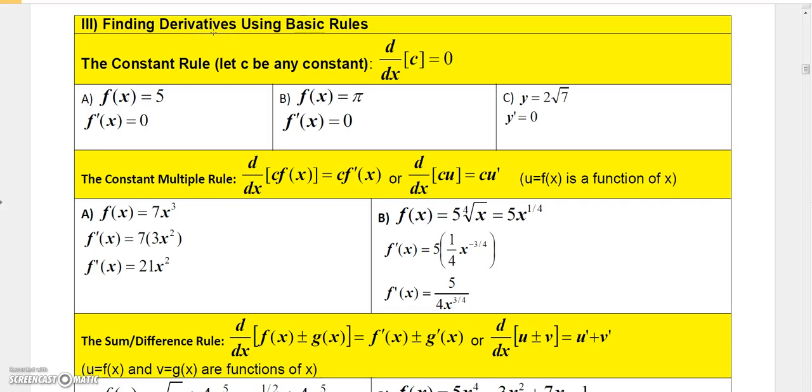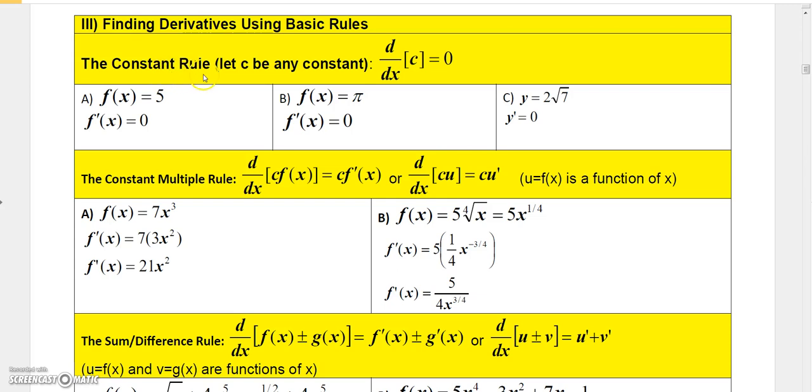Hello calculus students. In this video we're going to talk about some basic rules for finding derivatives. The simple power rule is actually a basic rule, but I wanted to cover that by itself in its own video. But here are some other basic rules.